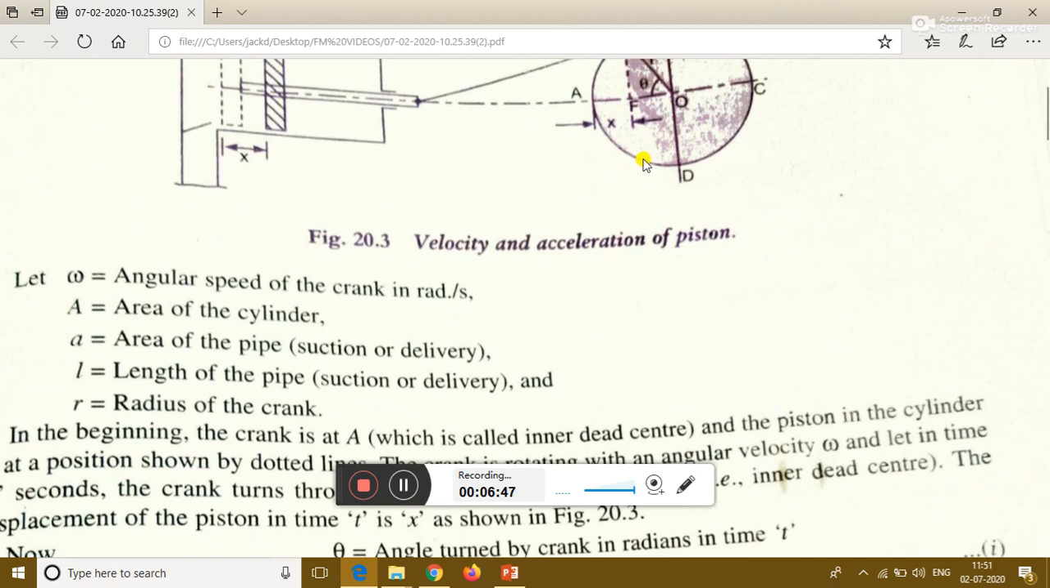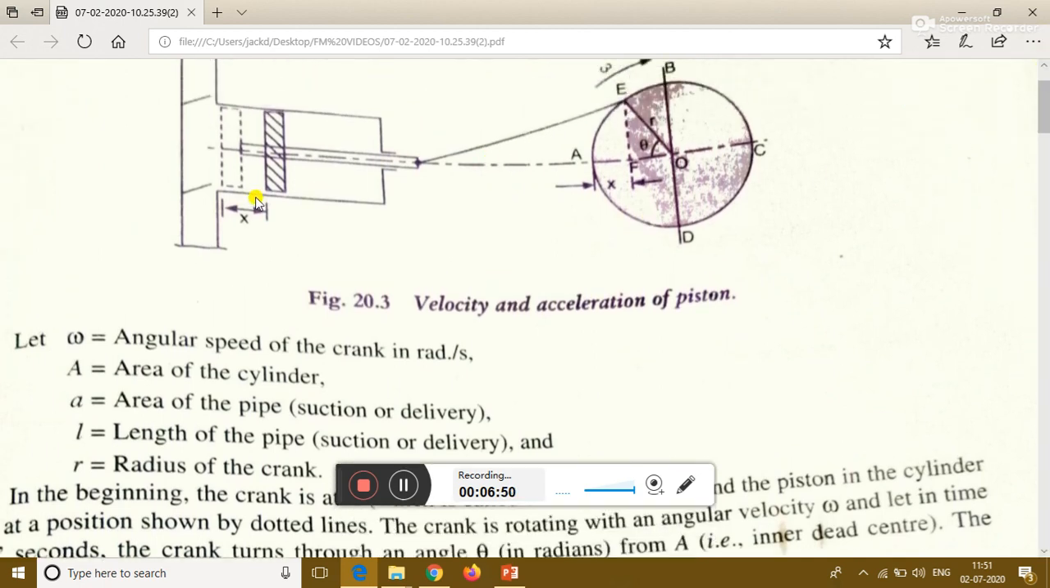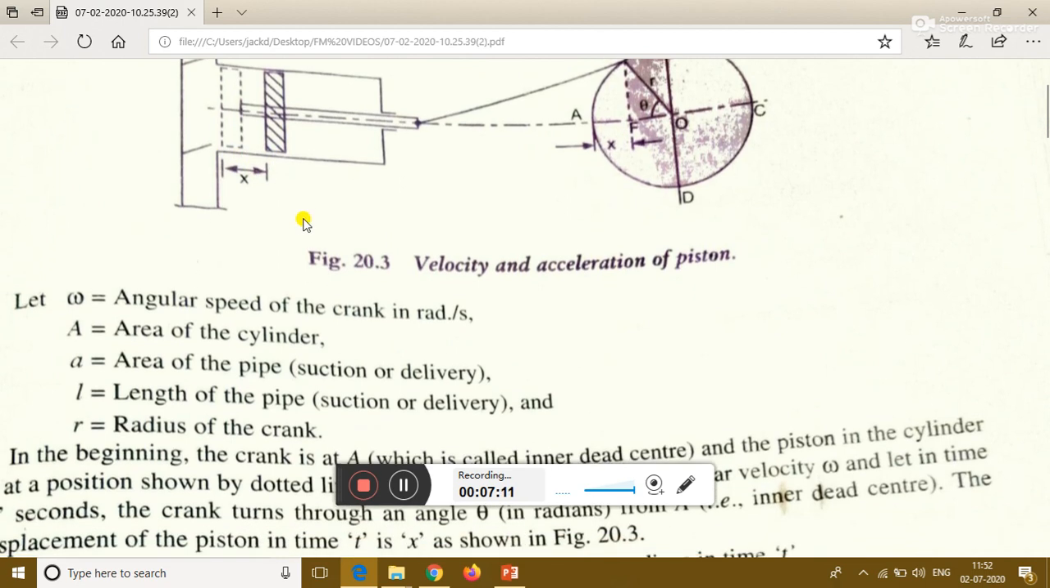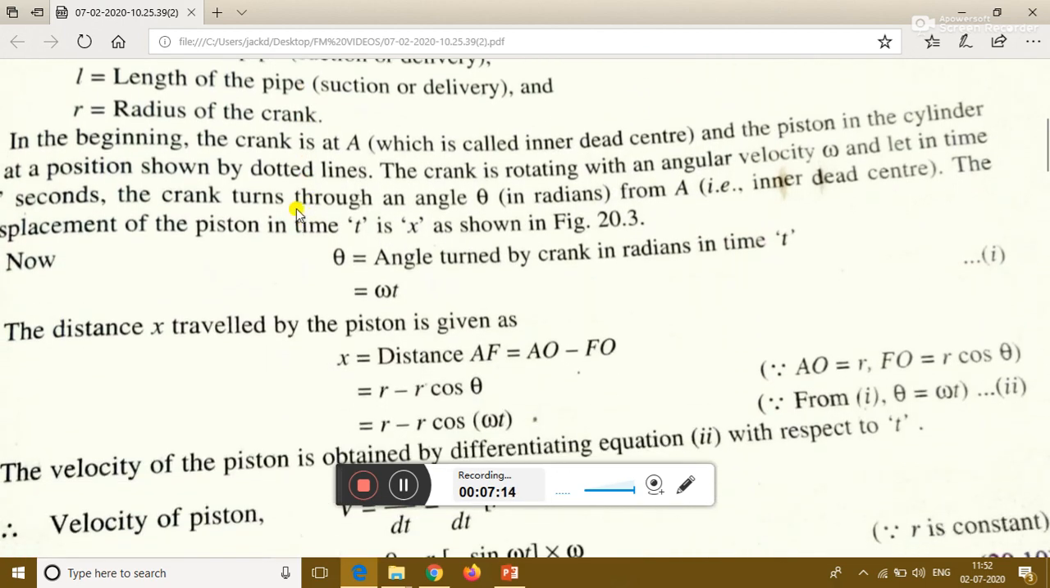Now what is this X? There is something to explain here. This is the displacement of the piston after a time interval t, and the crank has moved from A to E. Now if you draw a perpendicular from E to this line, which is F, and find AF, this AF will be equal to x. In the beginning the crank is at A, which is called the inner dead center. In a horizontal engine, the extreme left is called inner dead center, and the extreme right is called outer dead center. And the piston is in the cylinder at a position shown by dotted lines.